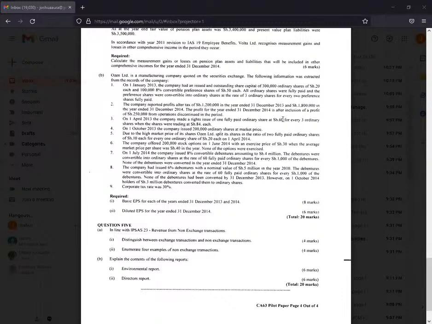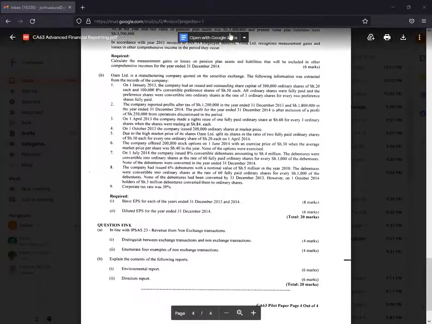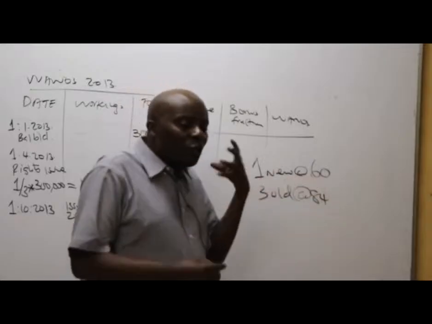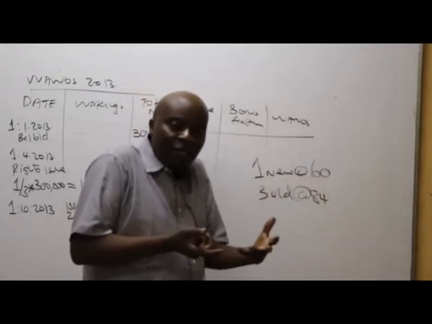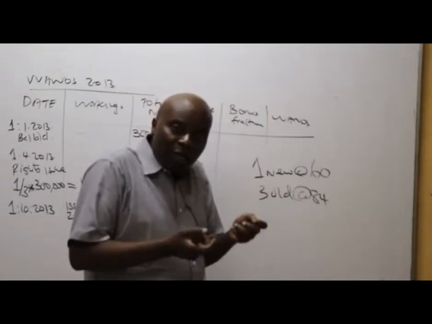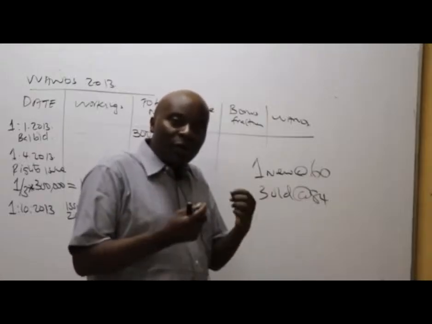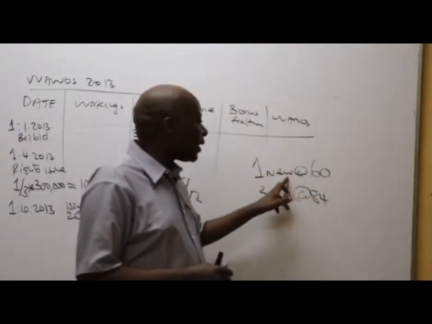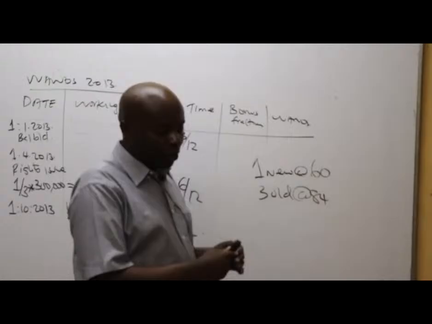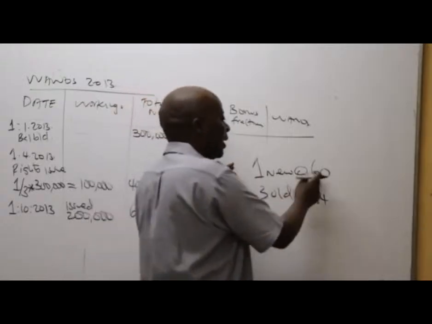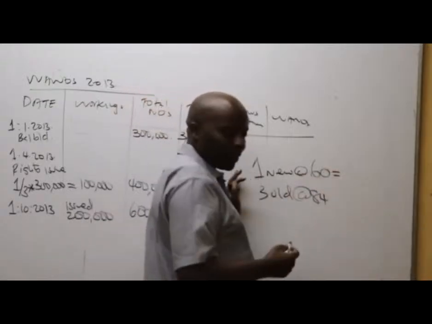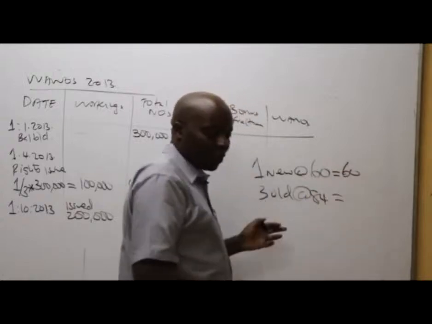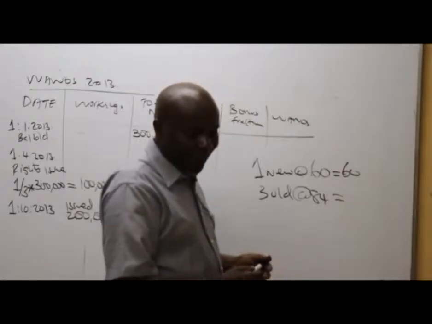Then at this level, I've never understood why, you will find a student for whatever reason interchanges them. They don't know the definition of rights. Rights issued shares, ladies and gentlemen, are those shares that are normally issued at a discounted price. The price of the right must be lower. So then 1 times 60 gives us how much here, somebody? 60. 3 times 84 gives me how much?